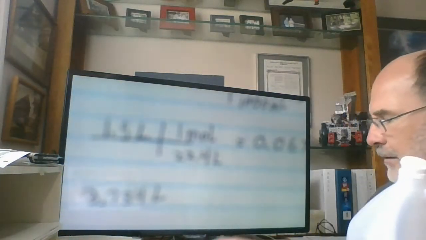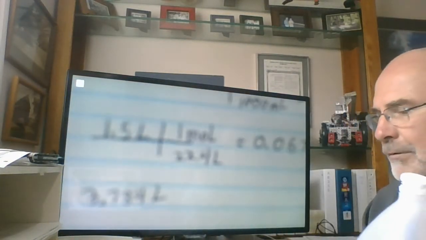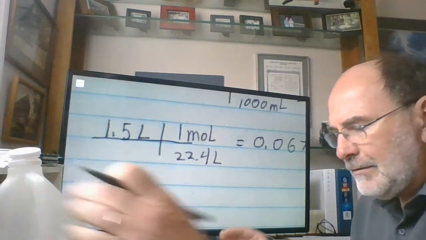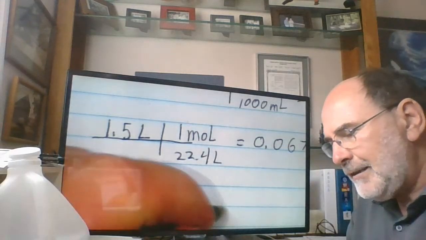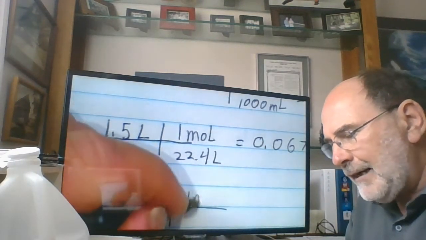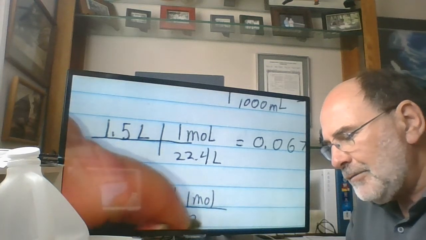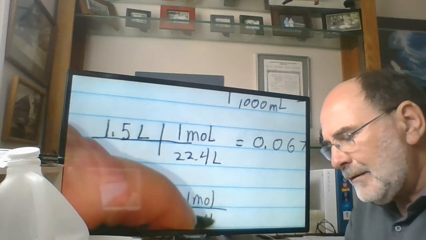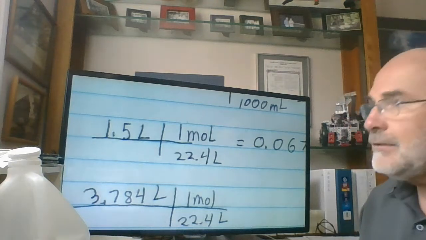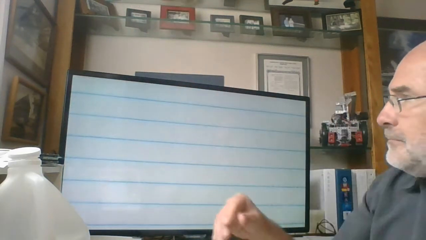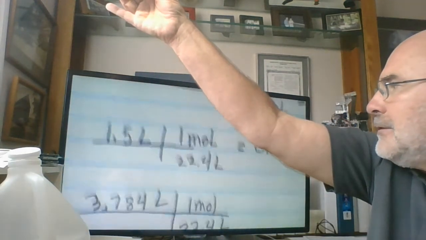All right, so let's work with that number. 3.784 liters of this volume corresponds to how many moles? Calculate, please. Very simple conversion, as you can see. 1 mole of any gas is equal to 22.4 liters at standard temperature and pressure. Well, bring it back to where you can see what's going on.